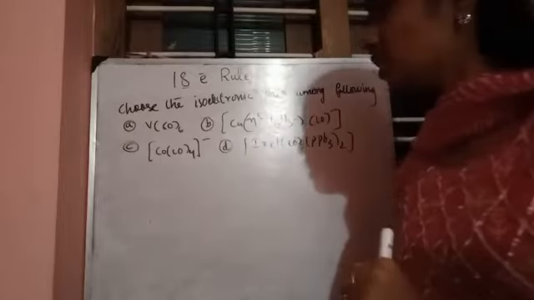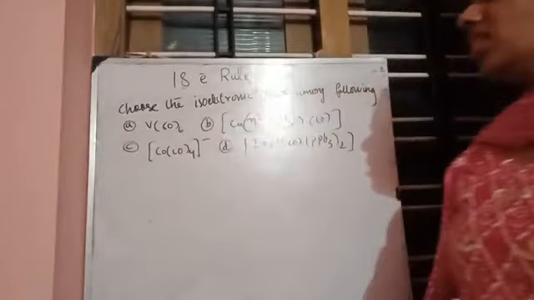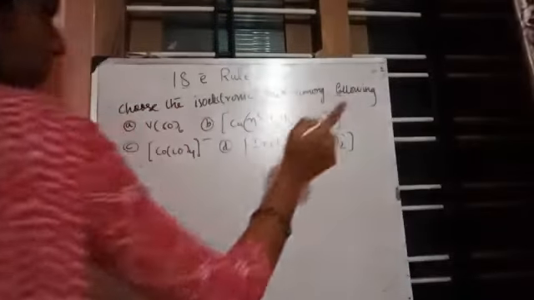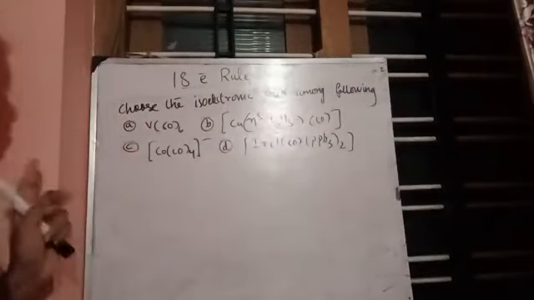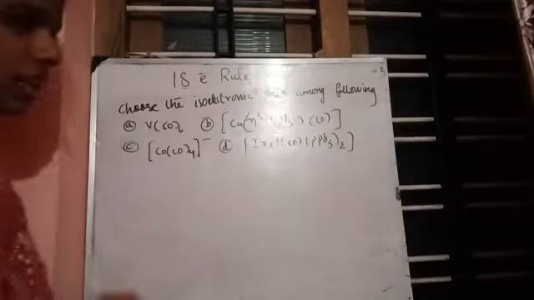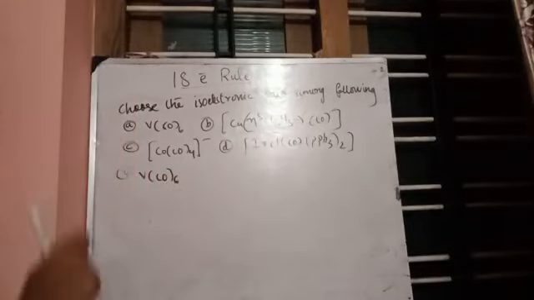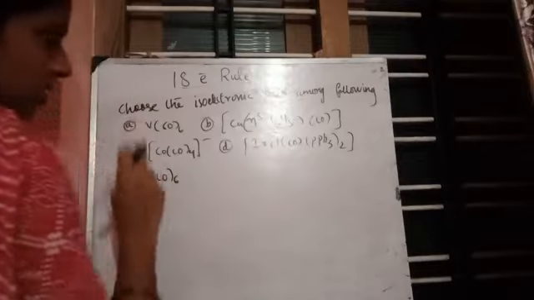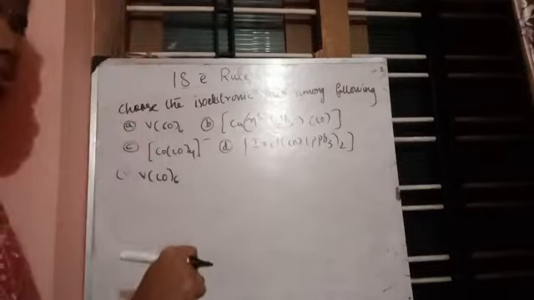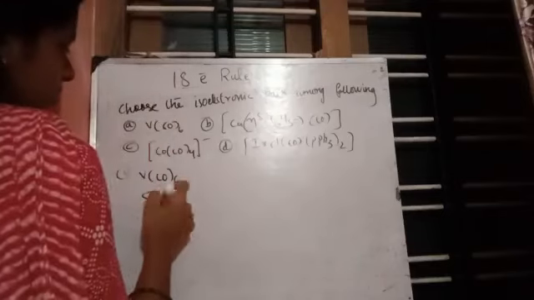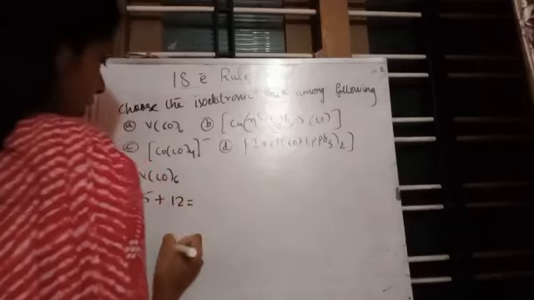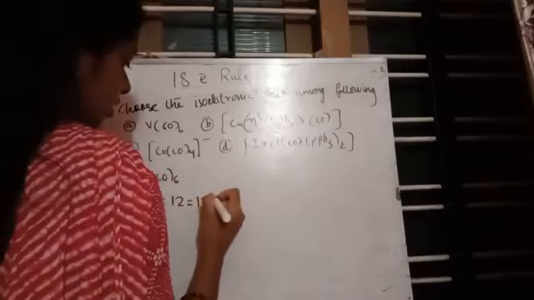Now let's practice a question which was asked in a previous year CSIR NET exam. The question is, choose the isoelectronic pair among the following. So isoelectronic pair means the two compounds having the same number of electrons, right? So the first complex is V(CO)6. Vanadium belongs to the 5th group, that is configuration 3d3 4s2. So here we are considering the neutral atom method. So vanadium 5 plus 6 CO, so 2 into 6, that is 12. So 12 plus 5, that is 17 electrons.